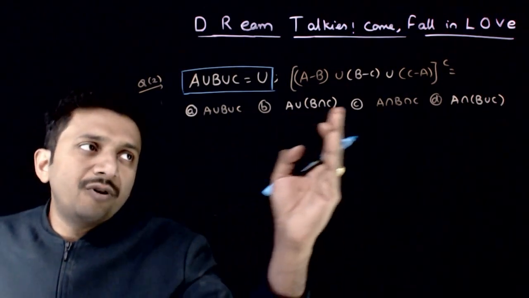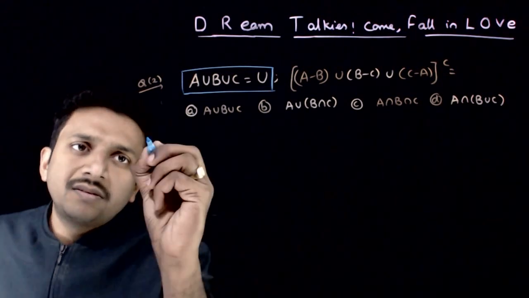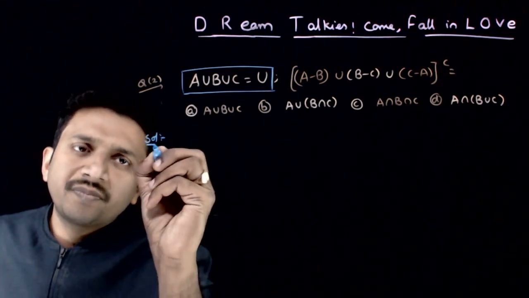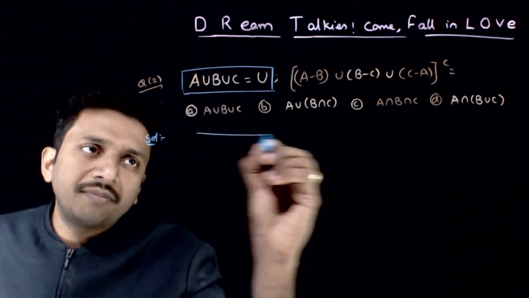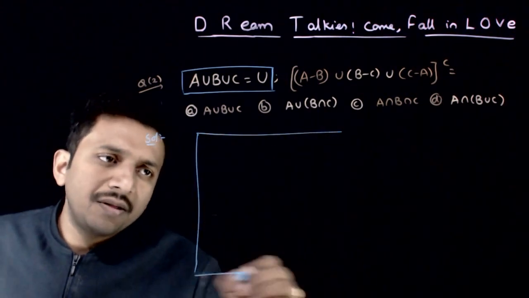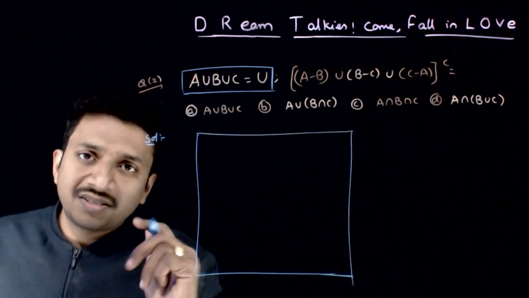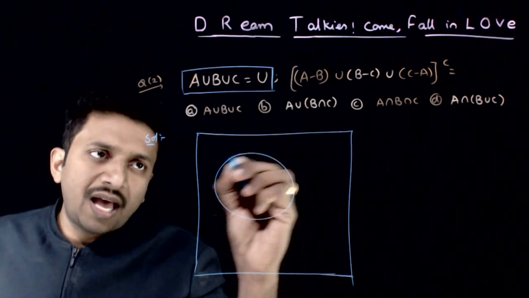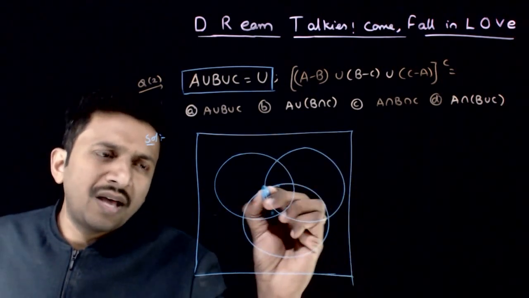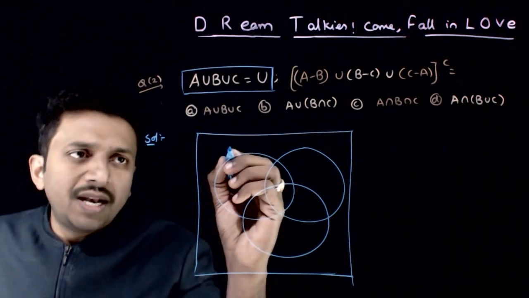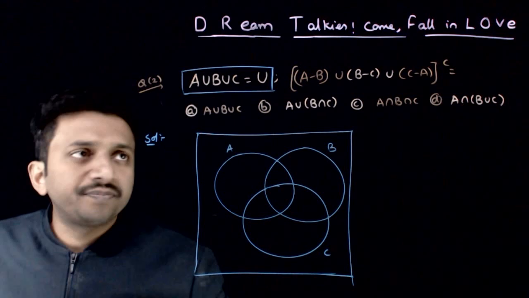You're given 4 options, and you're asked to find which is right. To solve this question, let us make use of Venn diagrams. It's a question based on Venn diagrams, so let us draw the Venn diagram corresponding to this set. You have A, you have B, you have C. Let this be A, let this be B, let this be C.